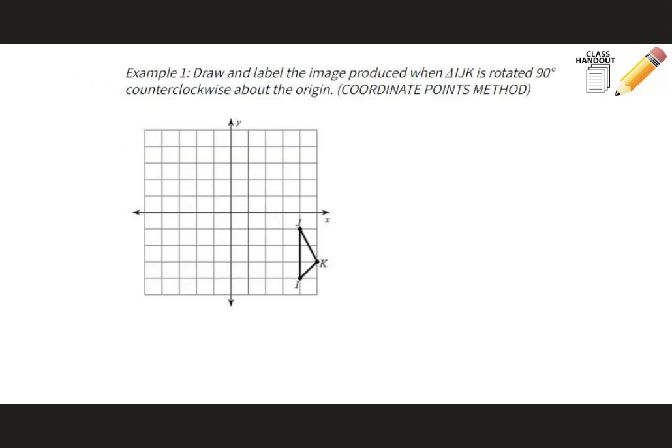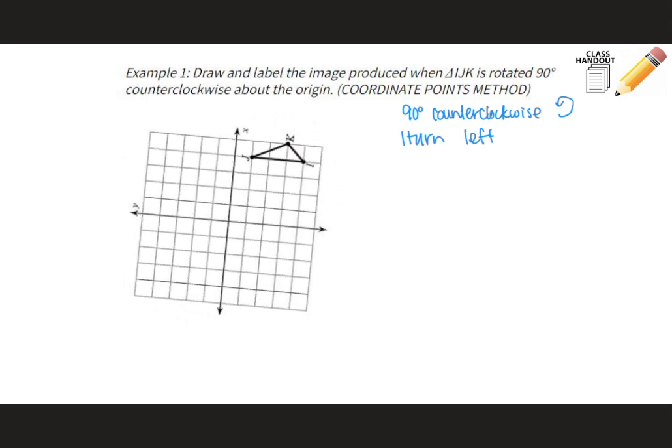All right, here's an example. We're going to use the coordinate points method. It says, draw and label the image produced when IJK is rotated 90 degrees counterclockwise about the origin. First, let's figure out 90 degrees counterclockwise. Well, 90 degrees we know is one turn, and counterclockwise is to the left. So we're going to take our shape and rotate it 90 degrees counterclockwise. I'm going to rotate my paper 90 degrees counterclockwise.